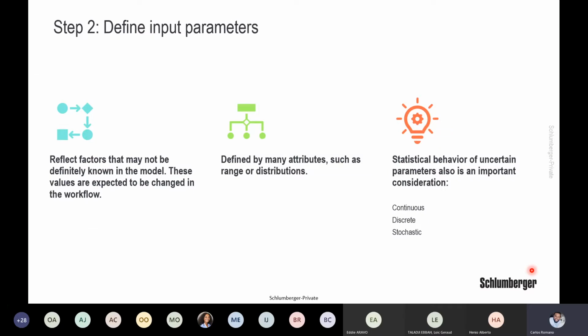In step two, we are defining the many attributes such as the range and the distribution that you want to use for our sensitivities. We want to make sure whether the parameters we are considering are continuous. If they are continuous, we know which range they're going to use. If they're discrete, we're going to select the min, the max, and the base value for that.